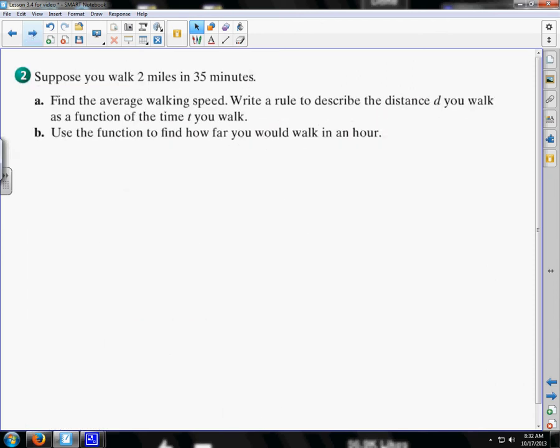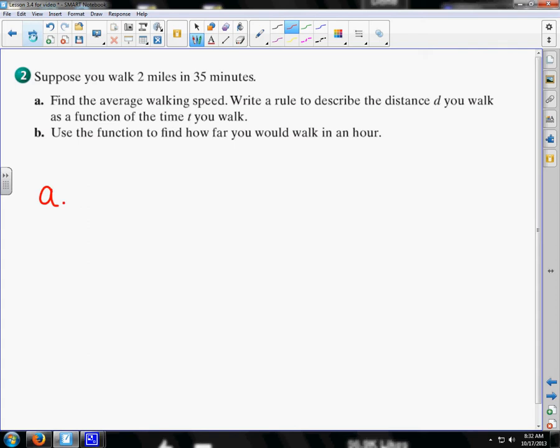So, suppose you walk 2 miles in 35 minutes. A, find the average walking speed. Write a rule to describe the distance d you walk as a function to the time you walk. And use the function to find how far you would walk in an hour. Try this problem and then we'll correct.